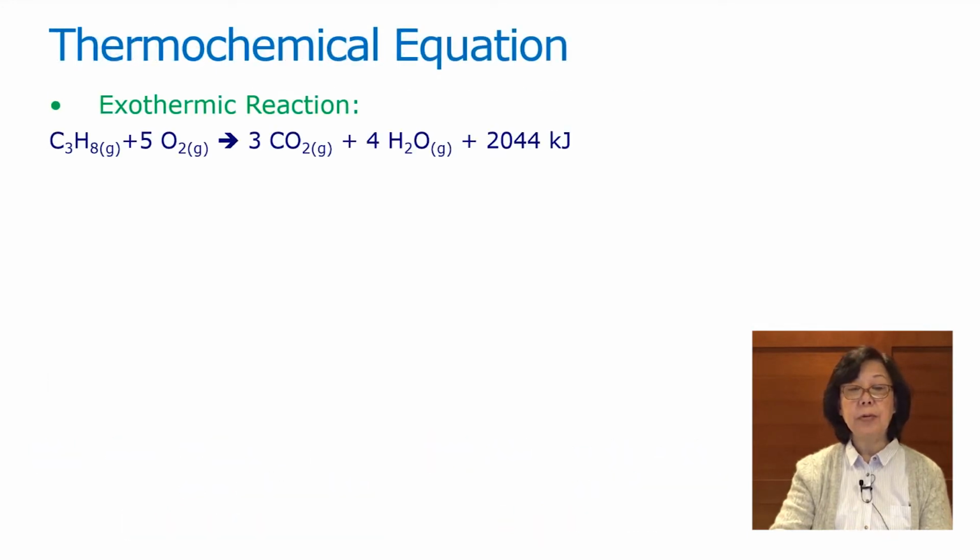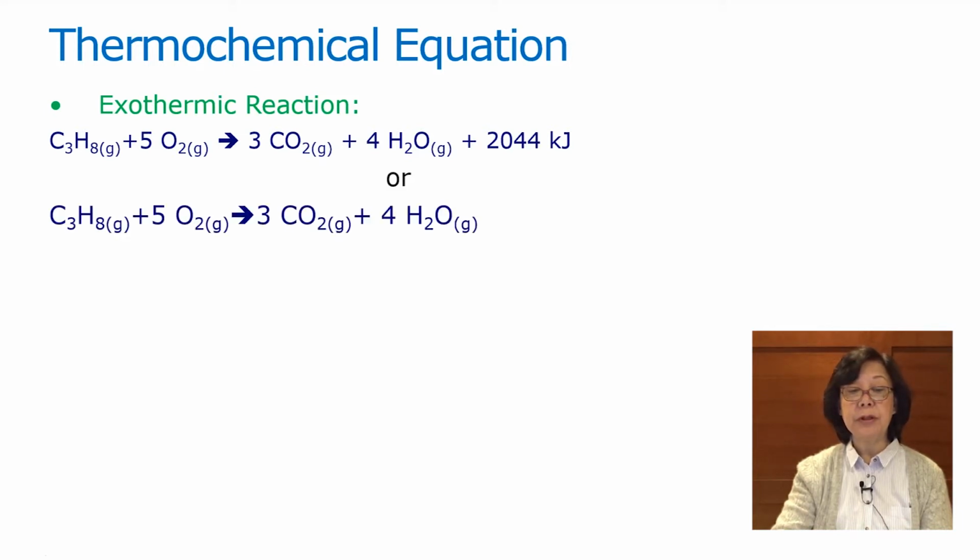In writing a thermochemical equation, we want to make sure that other than writing the balanced equation, we have consideration for the enthalpy term. Now we either write it as heat energy, 2044 kilojoules, on the product side for an exothermic reaction, or we would take it out of the reaction and write the enthalpy change as negative 2044 kilojoules.